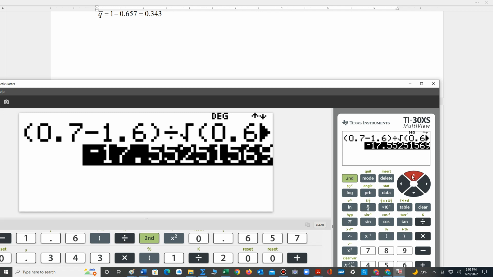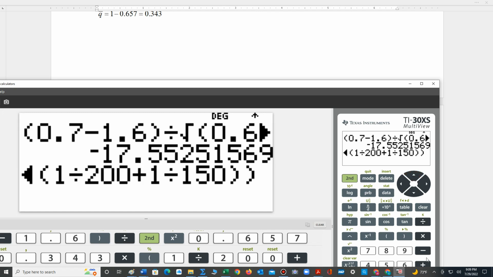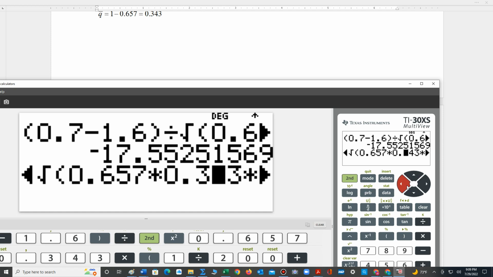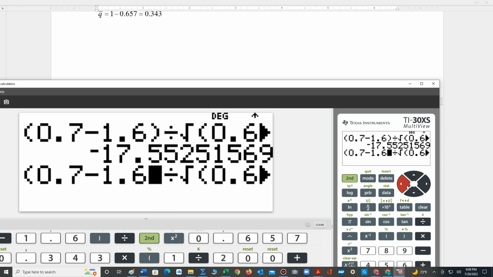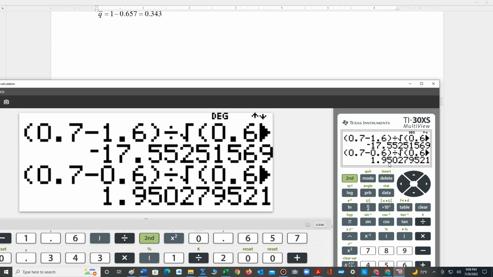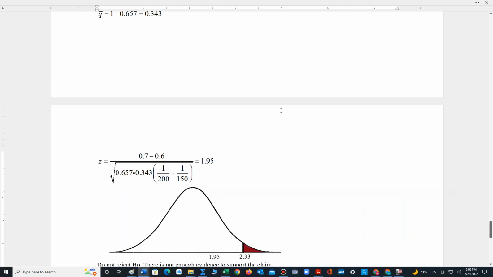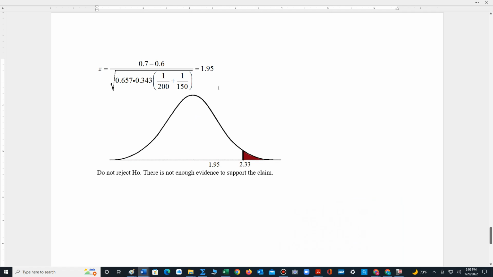So let me just edit this here, and let's go back and change 1.6 to 0.6. So you always have to be really careful, and then we get our result, 1.95. Just be very cautious when you type in your formulas or write them out. So we get 1.95, that's going to fall short. We can look up the critical value in table F using z-values. Do not reject H0. There is not enough evidence to support the claim.